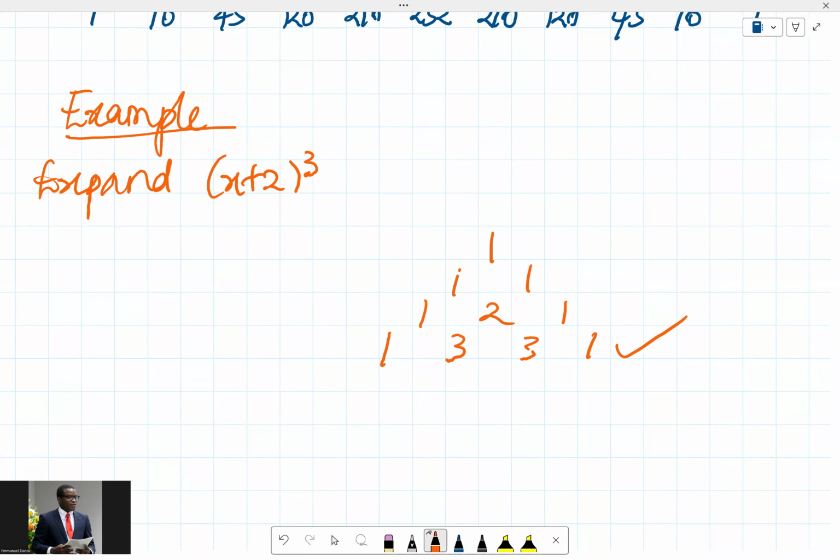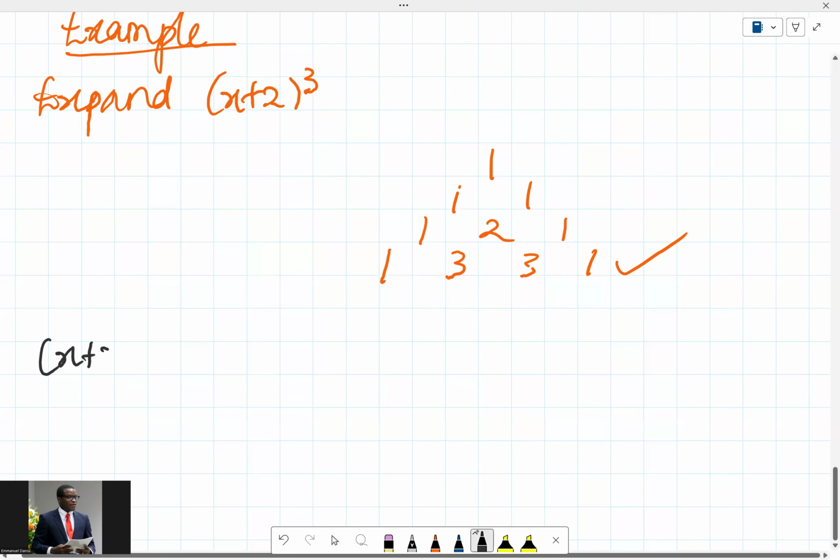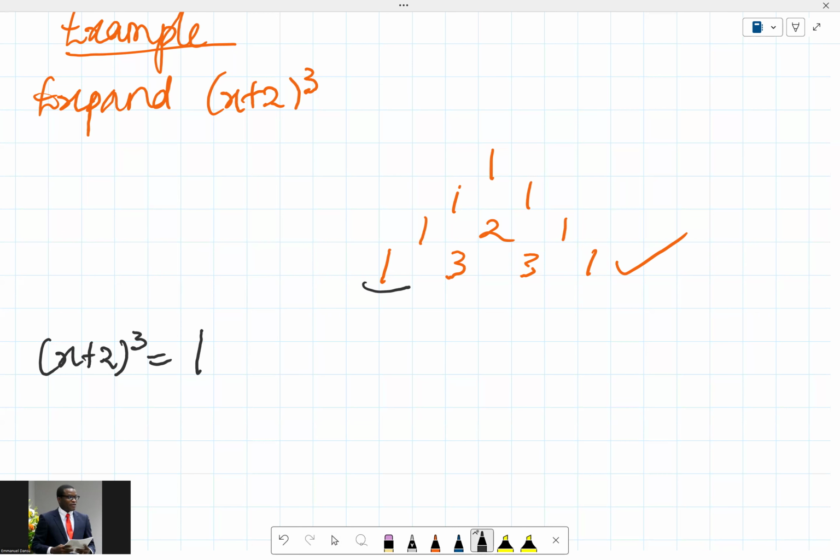So in that case, we can just go ahead and say that x plus 2 raised to power 3 is equal to, take the first coefficient, that's 1, then pick x, then pick the highest power 3, and then 2 will carry power 0. So don't forget, the first term carries the highest power and it reduces. The second term carries 0 and it increases until it reaches the highest power. Then the coefficients you can get from Pascal's triangle, at least from what we've learned so far.